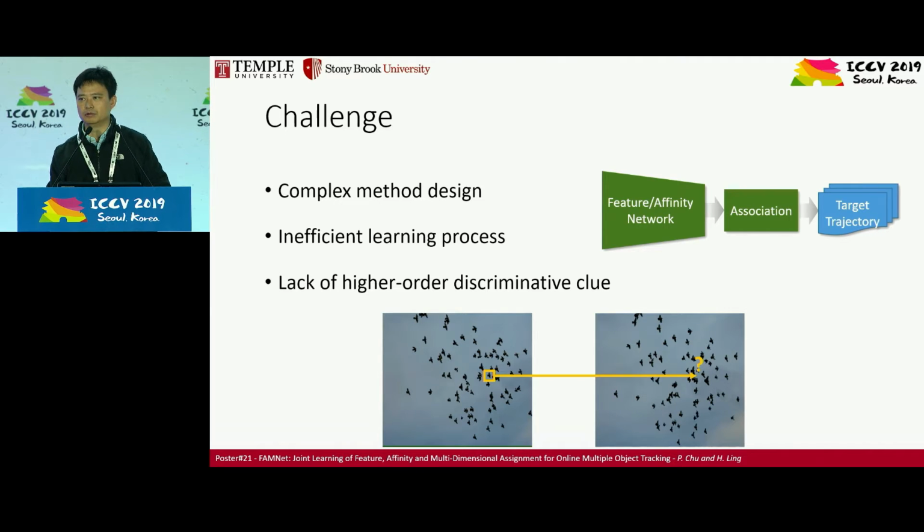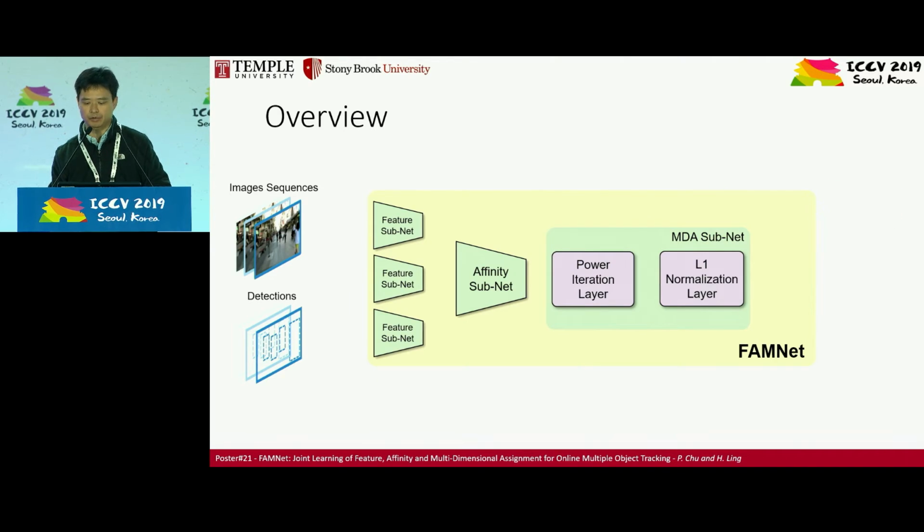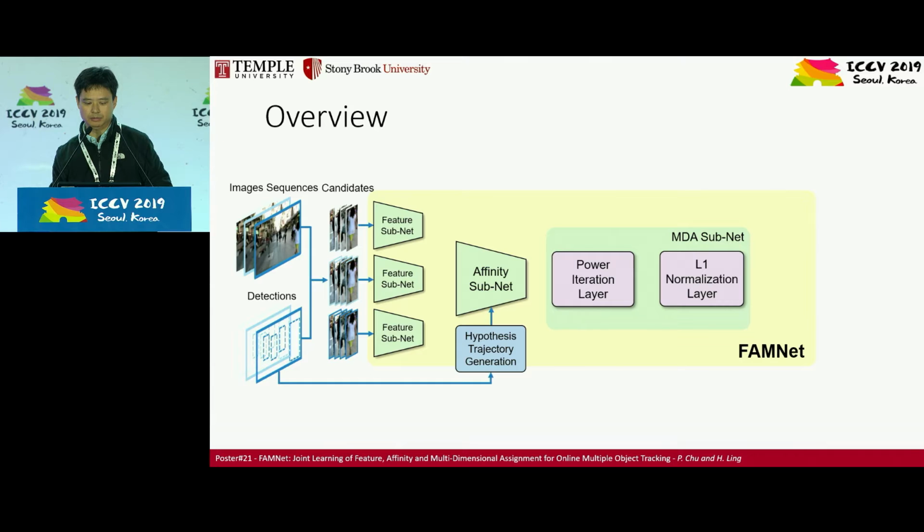So in this work, we jointly solve all these problems. We proposed an end-to-end framework named FAMNet. Given the image sequence and the candidate detections, we first send them to the feature subnet. Then we get features, and we send the features into another subnet named the Affinity subnet, which will give us the affinity tensor. Tensor means we have high order trajectory tracklets.